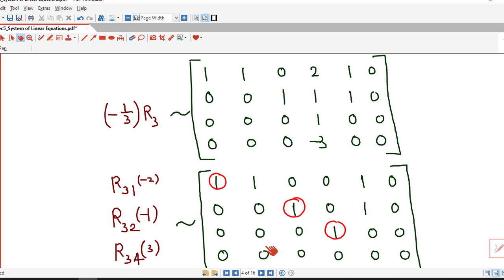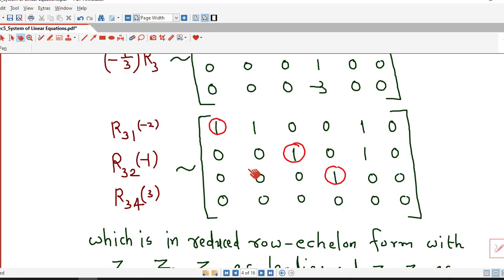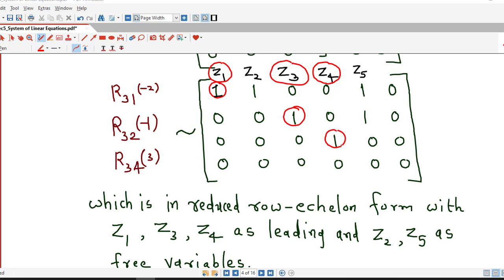After applying these operations, we can see we have obtained the reduced row echelon form of the augmented matrix. The first non-zero entry of the first row is 1. All the entries below this are 0. The first non-zero entry of the second row is 1. All the entries above and below this 1 are 0. Similarly, the first non-zero entry of the third row is 1. All the entries above and below this entry are 0. So this is now in reduced row echelon form.